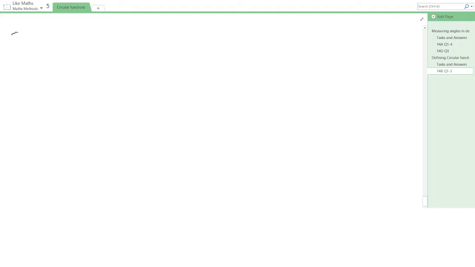Okay, this is exercise 14C, question 2, part A. This is all about using your calculator to find the tan of an angle, which is in radians. So the first one is, what is tan of 1.6?